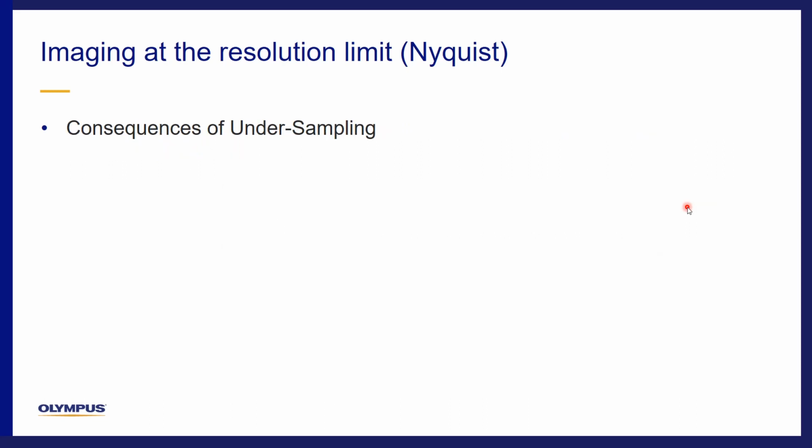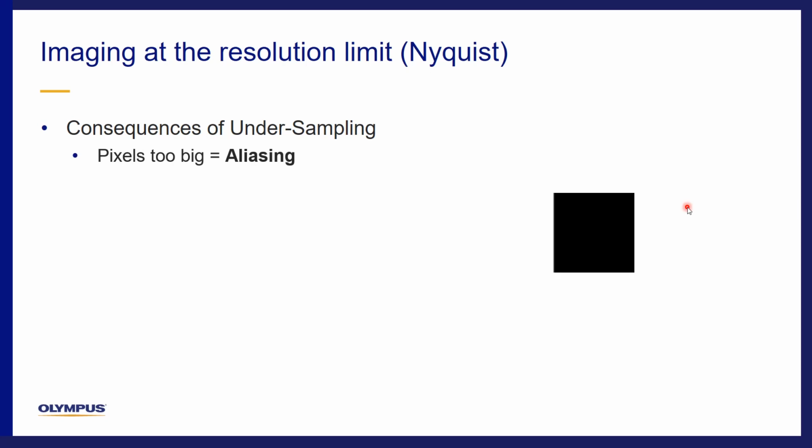Now, even though we stress Nyquist, most images out there are undersampled or oversampled. So, what are the consequences of undersampling? Well, if your pixels are too big, this creates an effect called aliasing. We already showed this with our little pixel size demonstration on the previous slides, but as an example, let's look at this square here. What is the shape we're looking at? Is this just a single black box?